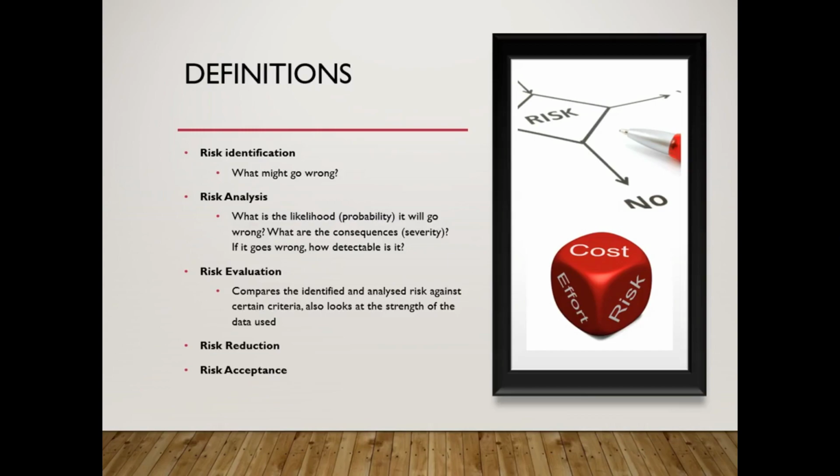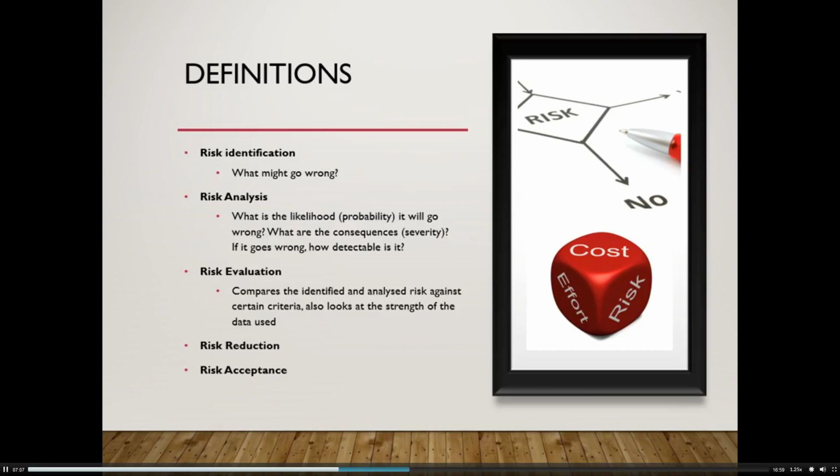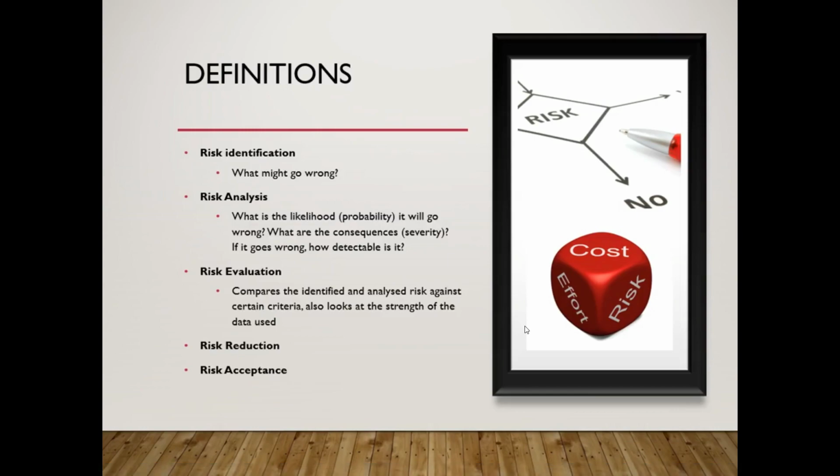So the next one then is the risk evaluation. So that compares the identified and the analysed risk against the given risk criteria. They consider the strength of evidence for all three of the fundamental questions. So you compare the identified and the analysed risk against certain criteria to see the strength or the likelihood of this happening, and you give it a 1 to 5 criteria.